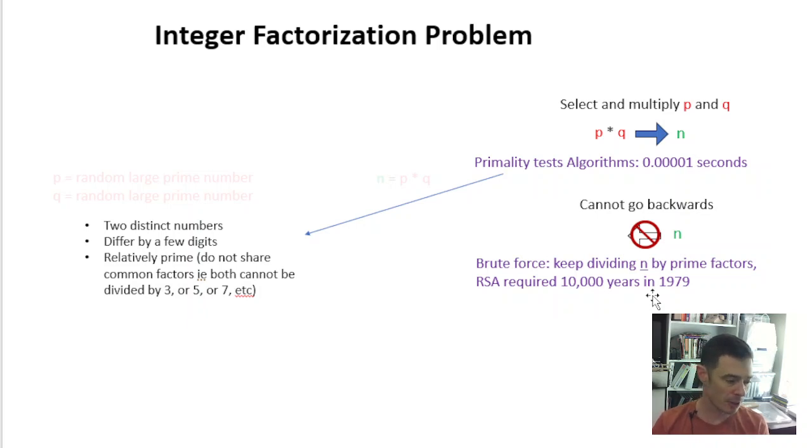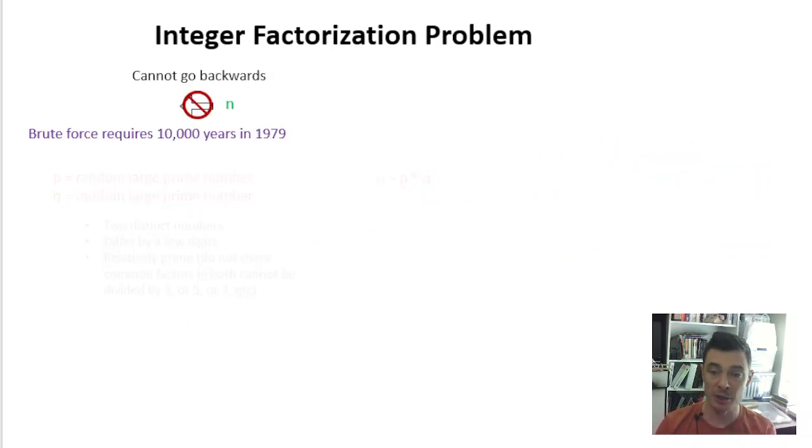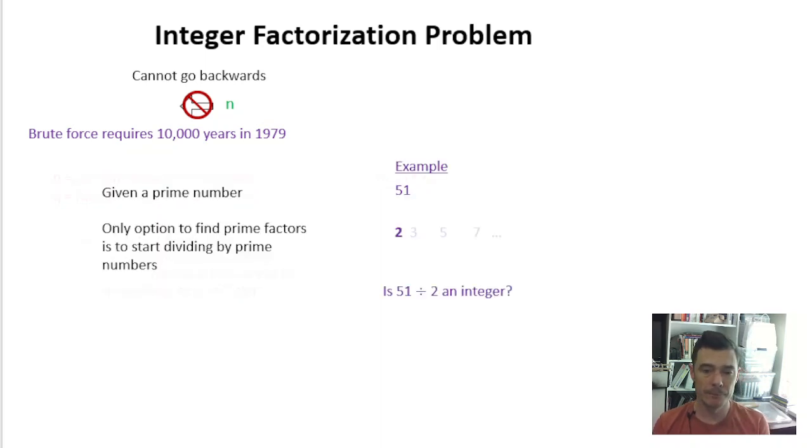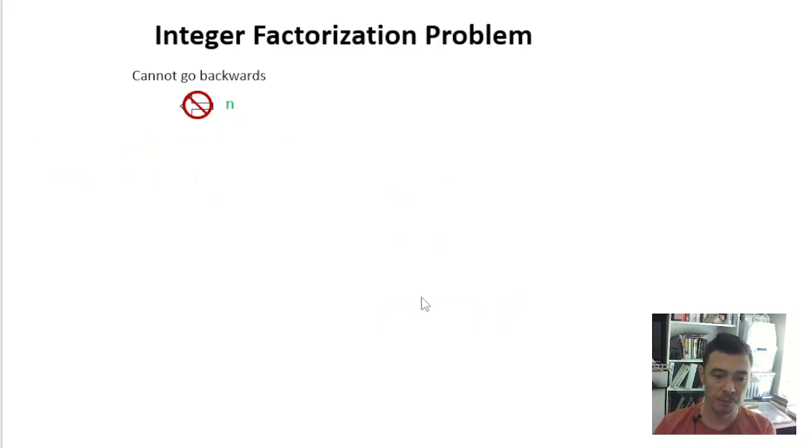And when this concept was first introduced, it would have required 10,000 years to try to reverse engineer a certain size P and Q. So we'll do a couple of examples on why this is the case. If you're given a prime number, to determine what numbers have been multiplied together to make that, if any, you have to start at the very first prime number, and you just check it. And if not, you go to the next number and you check again.